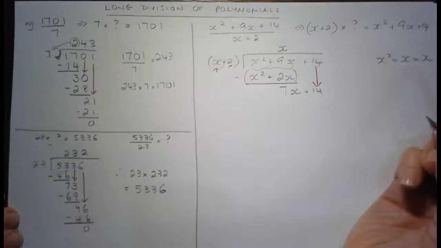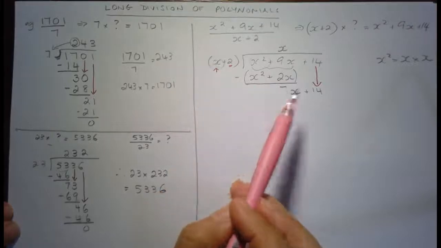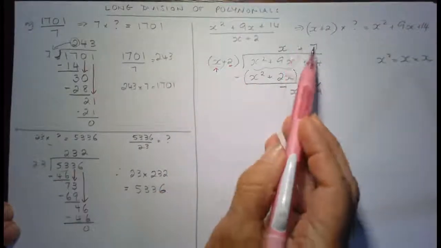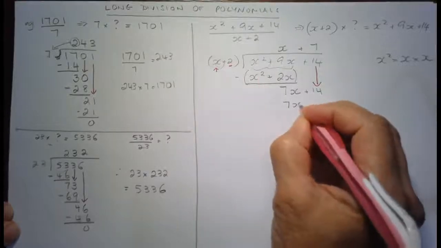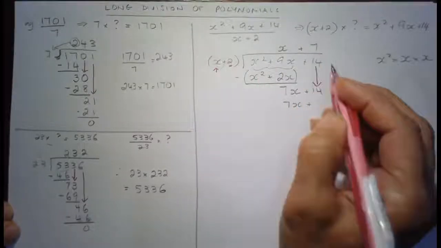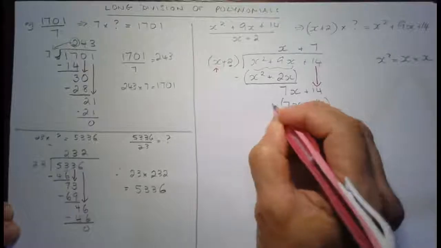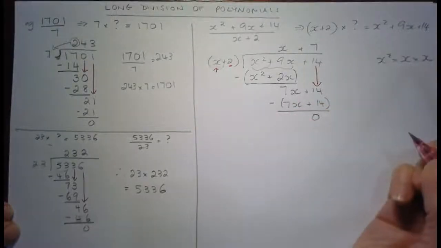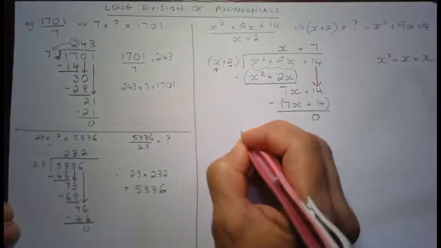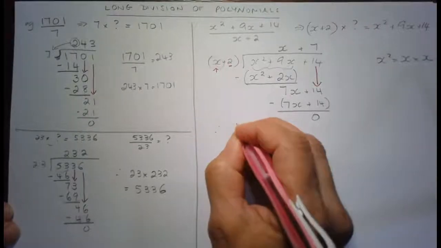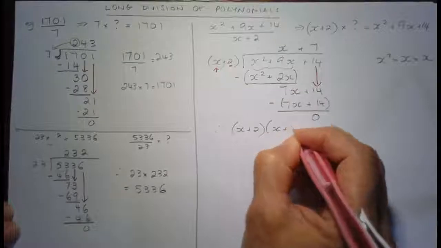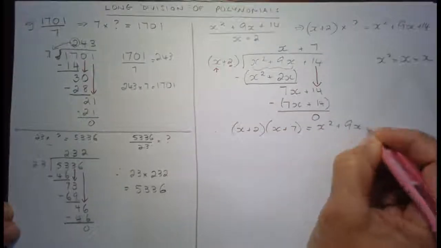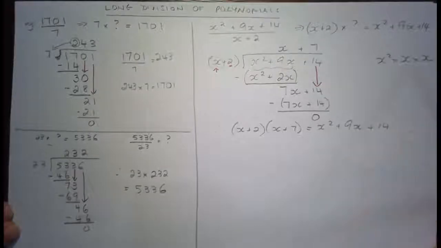Same again, looking at our first term, how many lots of x will go into 7x? 7. So 7 times x plus 2 is 7x plus 14. If I take that whole thing away, I get left with 0. So I've got no remainders. So therefore I can say x plus 2 times x plus 7 equals x squared plus 9x plus 14.